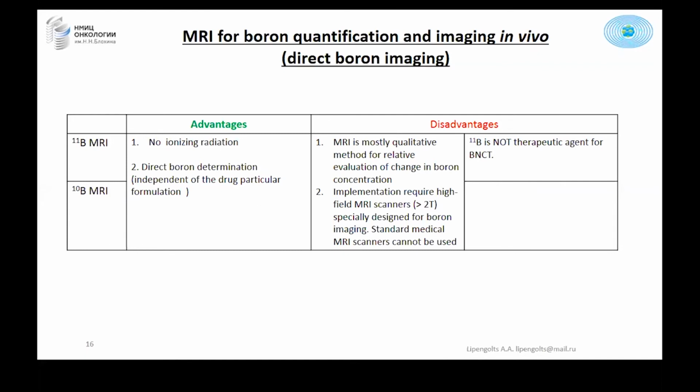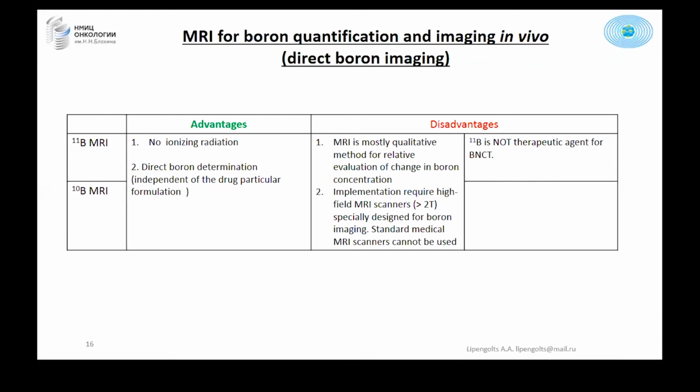Another advantage is that it is direct boron determination, direct boron imaging. It doesn't depend on a particular pharmaceutical. It works and can quantify boron in any case.